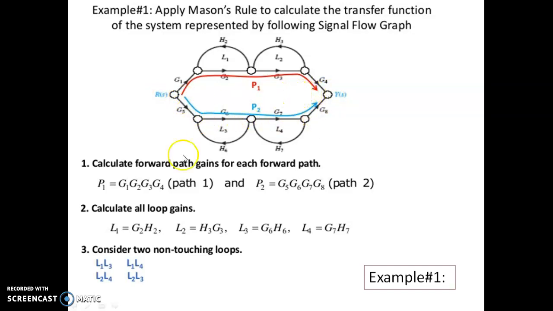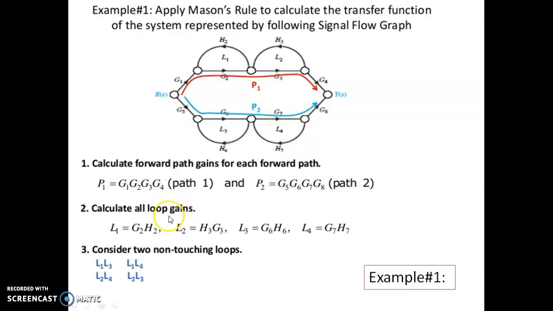So the next step is to find the loops. A loop means a path which starts and ends at the same node. For example, L1: the path starts and ends at the same node without repeating any node more than once, and it should follow the direction. You can see here it starts from here, then moves back to the same node, following the direction also. So this is one loop. Similarly, L2, L3, L4.